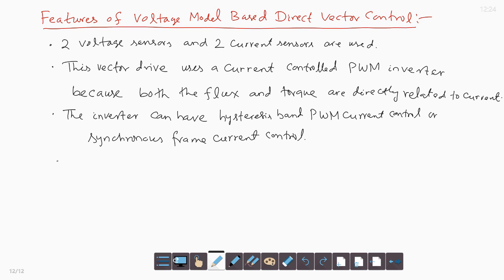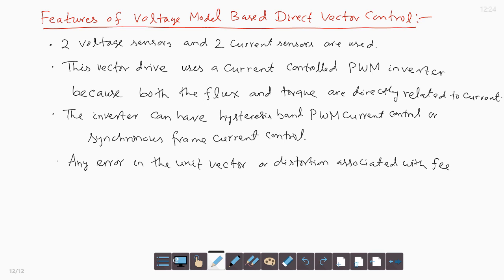Another feature is any error in the unit vector or distortion associated with the feedback signals will affect the performance of the drive.